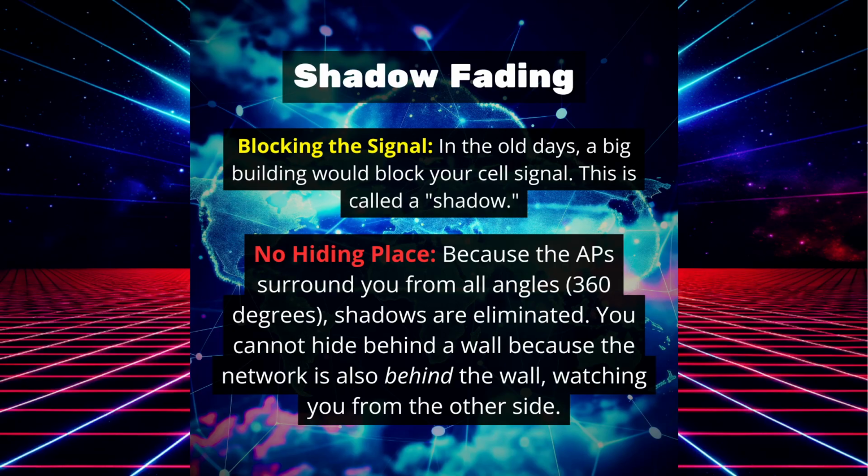Shadow fading, blocking the signal. In the old days, a big building would block your cell signal. This is called a shadow. No hiding place because the access points surround you from all angles, 360 degrees. Shadows are eliminated. You cannot hide behind a wall because the network is also behind the wall, watching you from the other side.